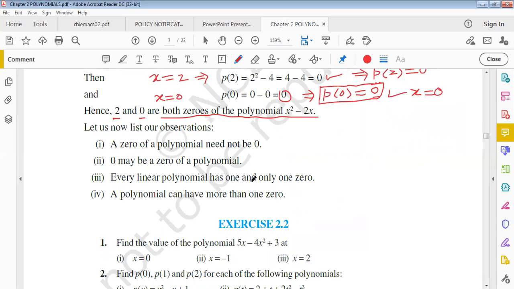Every linear polynomial has one and only one zero. अगर linear polynomial है तो उसका एक और केवल एक ही जीरो होगा. और polynomial can have more than one zero. अगर linear के बाद quadratic हो जाएगा तो ये देखो ये quadratic हो गया. x की highest power कितनी है? 2 है तो इसके कितने जीरो आए, 2 आए। अगर क्यूबिक पॉलिनोमियल होगा तो हो सकता है कि उसके एक से ज्यादा जीरो हो और 3 भी हो सकते हैं ओवरऑल.